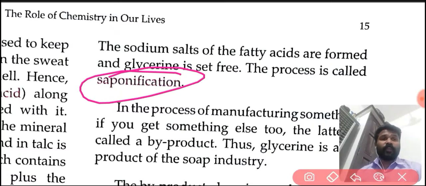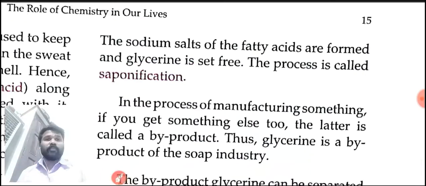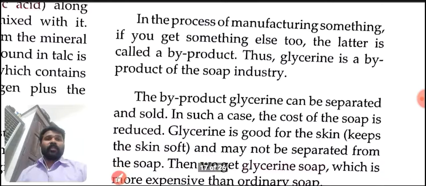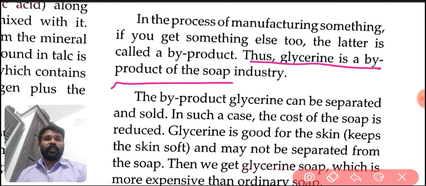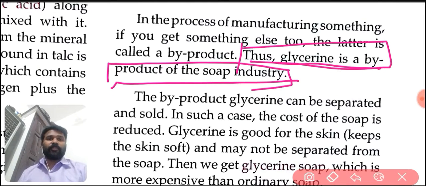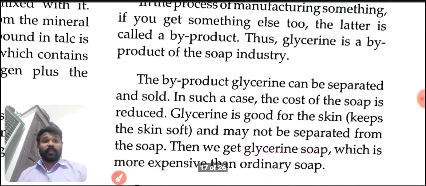In the process of manufacturing something, if you get something else too, the latter is called a byproduct. Thus, glycerin is a byproduct of the soap industry. The byproduct glycerin can be separated and sold. In such a case, the cost of the soap is reduced. Glycerin is good for the skin.